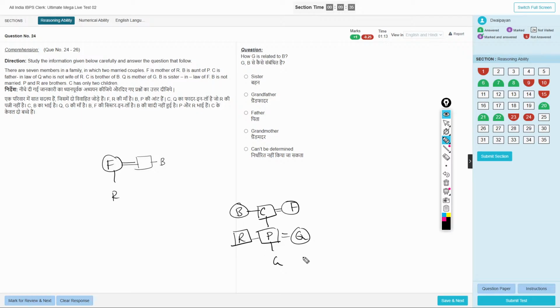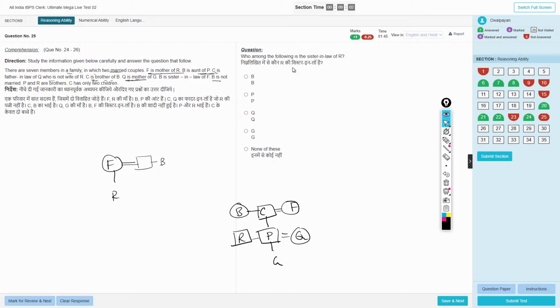Right. So 6. Okay, one more character. C has only 2 children. Excellent. Okay, so 7 members only. Yes. So G is what? Is G's gender defined? Not mentioned. B is mother of R. Okay. C is father-in-law of Q, C is brother. She is mother. 2 children. F is not married. Brothers. Okay. So cannot be determined. Sister-in-law of R: Q. Husband of Q: P.